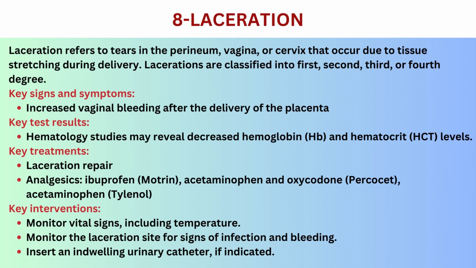The eighth disorder, lacerations. Laceration refers to tears in the perineum, vagina, or cervix that occur due to tissue stretching during delivery. Lacerations are classified into first, second, third, or fourth degree. Signs and symptoms: increased vaginal bleeding after the delivery of the placenta. The test results include hematology studies may reveal decreased hemoglobin and hematocrit levels.